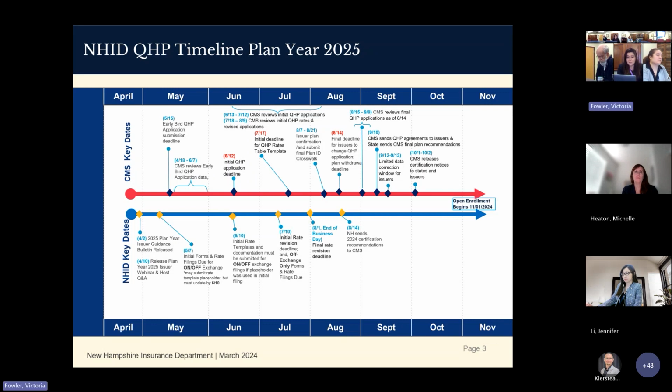July 10th is the initial rate revision deadline and also the deadline for off-exchange only forms and rate filings. At the end of the business day on August 1st, the final rate revisions are due. And on August 14th, New Hampshire will send the 2024 certification recommendations to CMS.